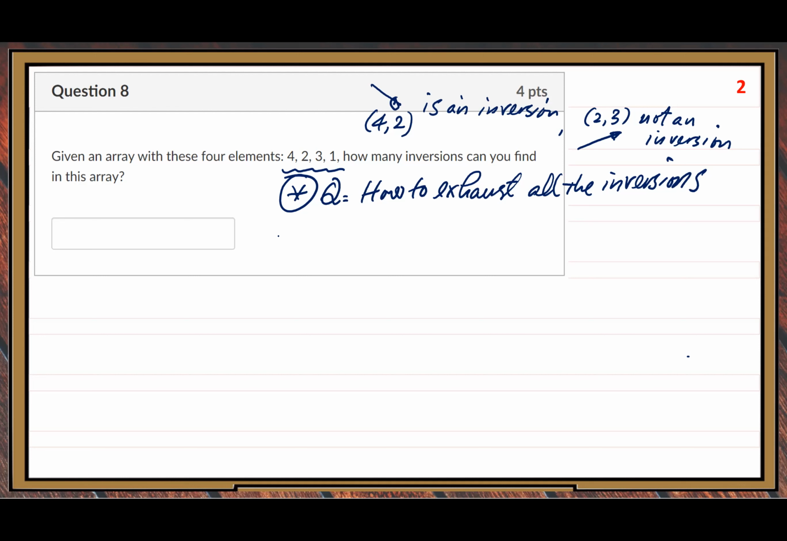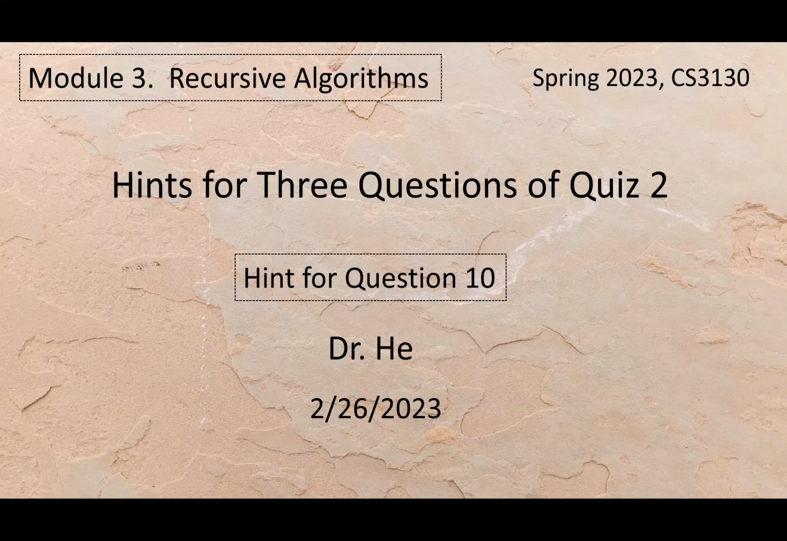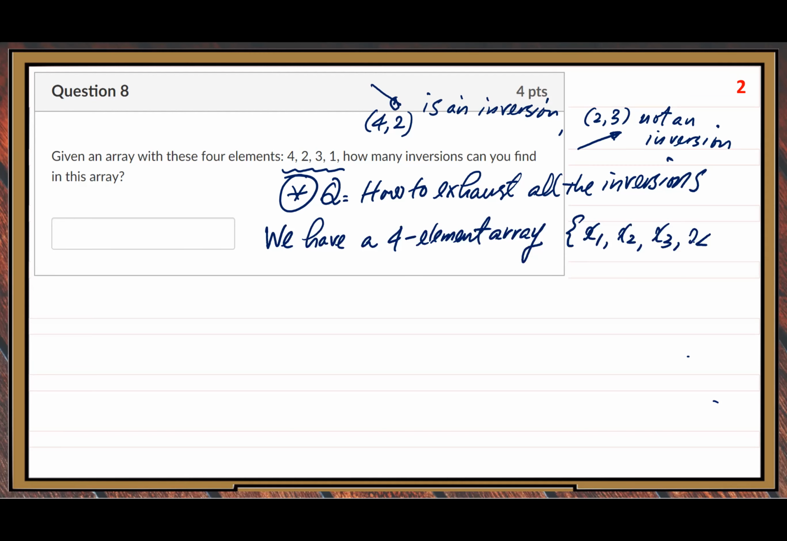So for the general array, we have a 4-element array in this way: X1, X2, X3, X4. Like this. Now do the counting. Case 1.